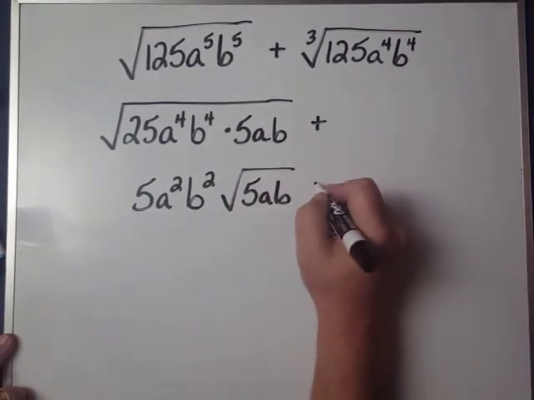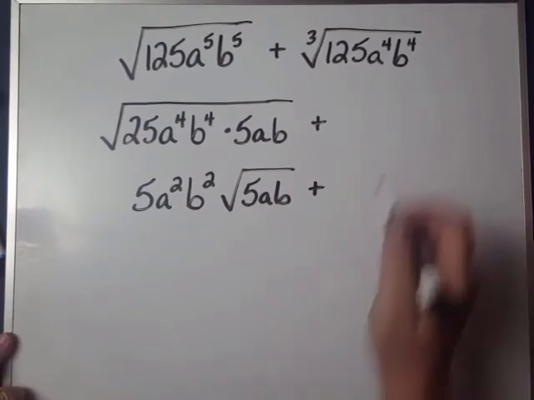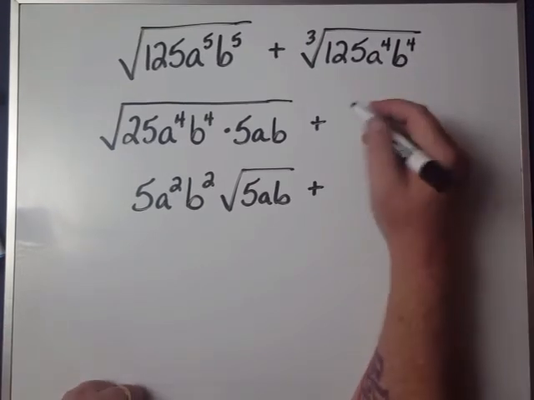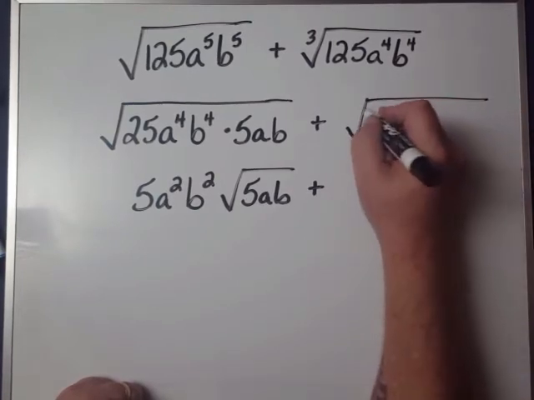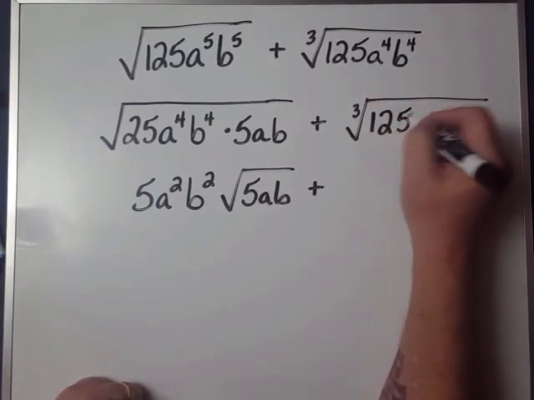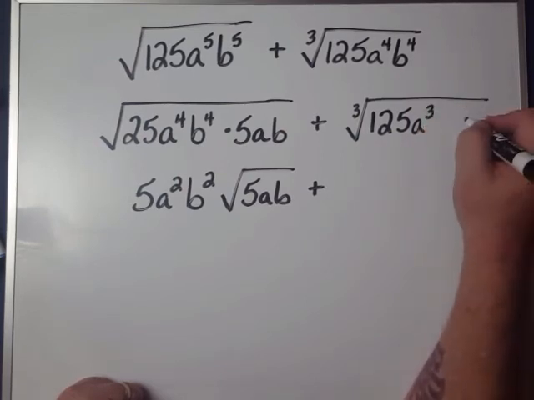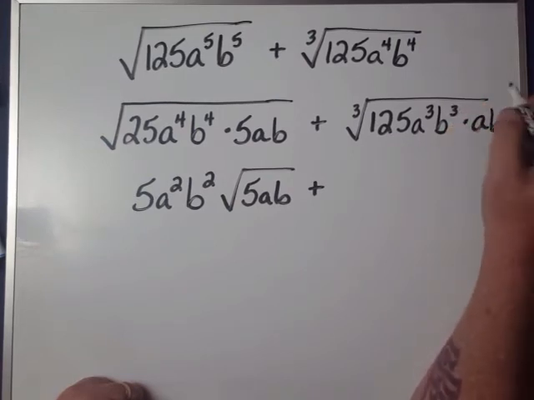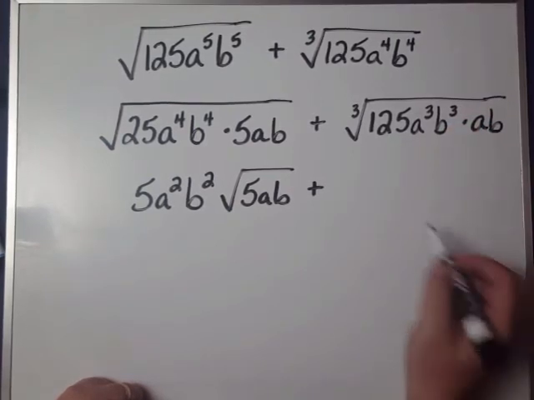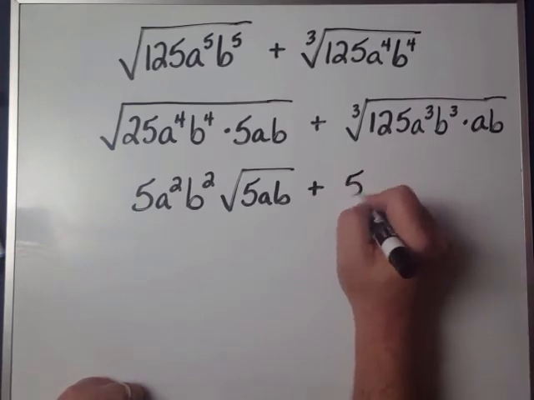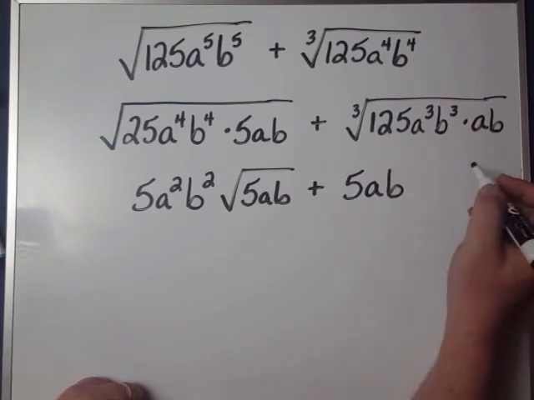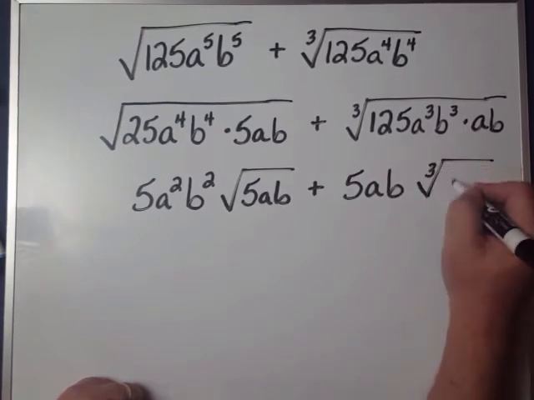And plus, does this radicand contain any factor which is a perfect cube? Well, 125 itself is a perfect cube. A to the 4th contains an a cubed, leaving an a behind. B to the 4th contains a b cubed, leaving one other factor of b. Cube root of 125 is 5. Cube root of a cubed is a. Cube root of b cubed is b. And everybody else stuck inside.